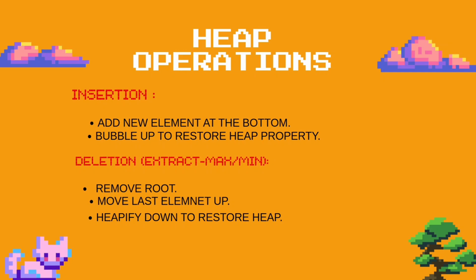Heap operations. There are two main operations. Number 1. Insertion. Add a new element at the bottom, then bubble it up until the heap property is restored. Number 2. Deletion, or extract root. Remove the root, move the last element to the root, and then push it down, or heapify, until the structure is fixed.